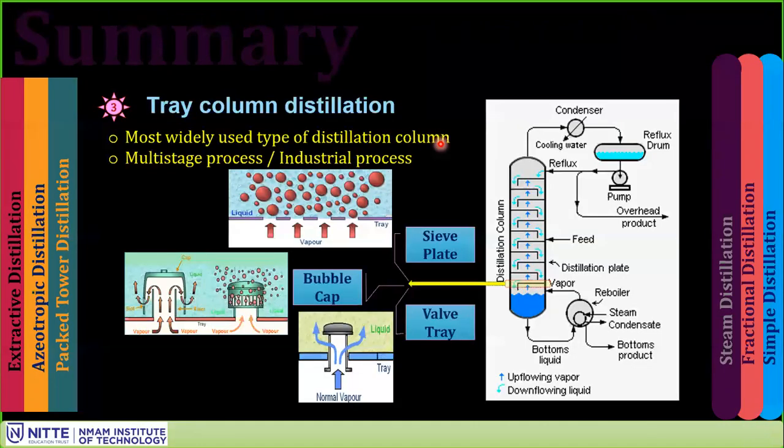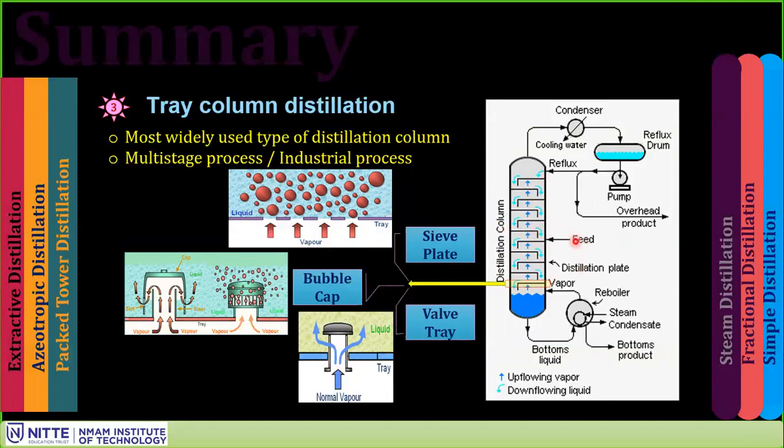All right, let's look at the summary. We have seen tray column distillation. It is one of the commonly used distillation columns, a multi-stage industrial process. Here you have different types of distillation plate. We have seen three different types: sieve plate, bubble cap, valve tray. In the bubble cap, the cap does not get displaced, whereas in the valve tray, the valve gets displaced. In the sieve, you have the perforations through which the vapor moves up. You have the weirs over here, which help in the liquid holdup.